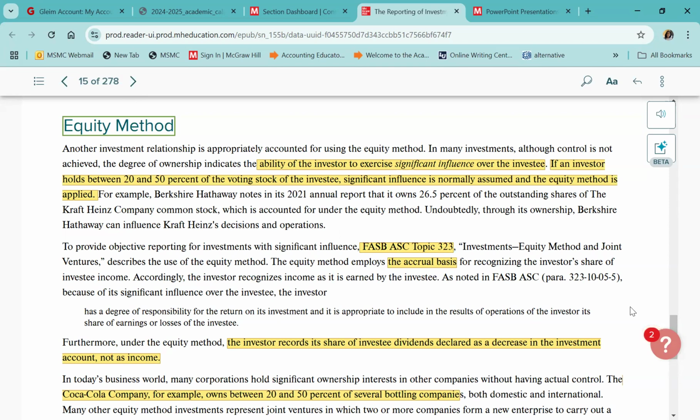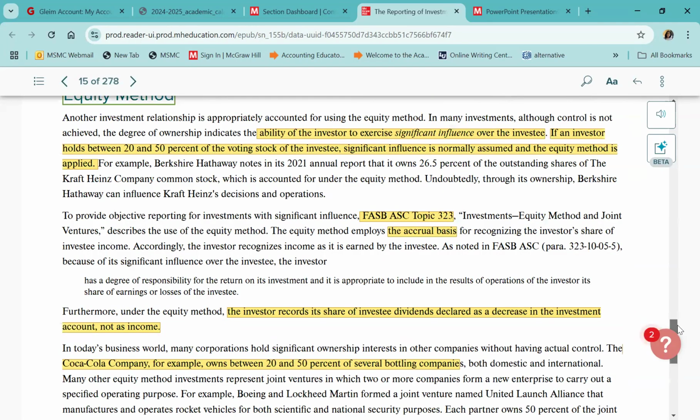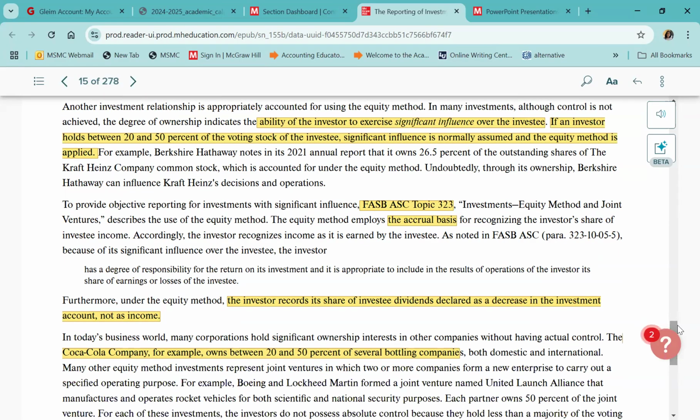When the investee recognizes loss, what should the investor do? When the investee declares dividends, what should the investor do? There is no valuation to fair value here like we did in the fair value method. So there are a couple of transactions: the investee reports net income or net loss, and the investee pays dividends.